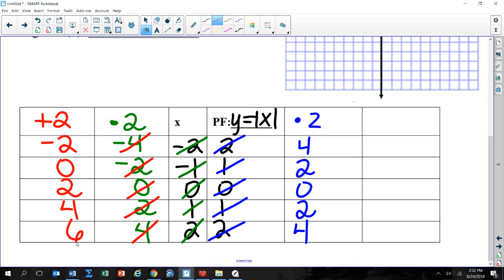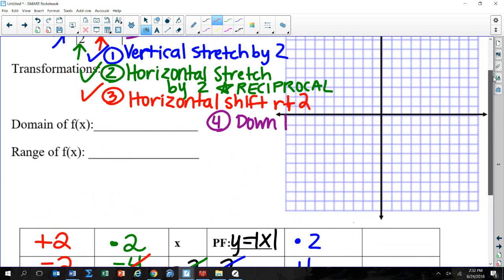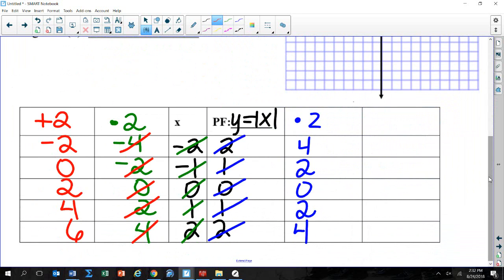All right. My last thing that I have is down 1. Right? That is vertical. Right? Vertical movement is down 1. So I'm going to subtract 1 from all my y values. 4 minus 1 is 3. 2 minus 1 is 1. 0 minus 1 is -1. 2 minus 1 is 1. And 4 minus 1 is 3. And we did all of our transformations. So these are the points that I'm plotting.